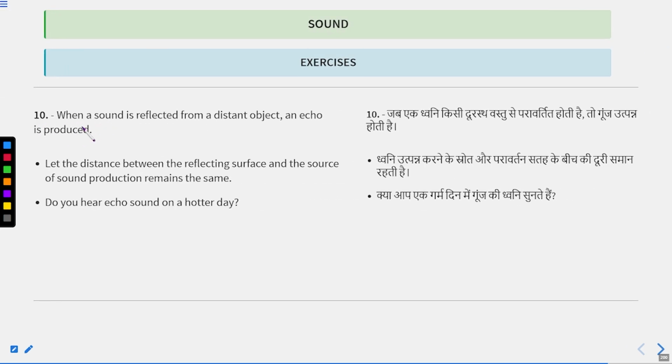Question number 10. When sound is reflected from a distant object, an echo is produced. It is clear to us that when sound is reflected from a large distant object, an echo is produced. We can hear the echo. Let the distance between the reflecting surface and the source of sound produce the same reflection. So one day you come near a cliff and you can easily hear the reflection. The next day was hotter, the temperature increases. Will you be able to hear the echo on a hotter day?